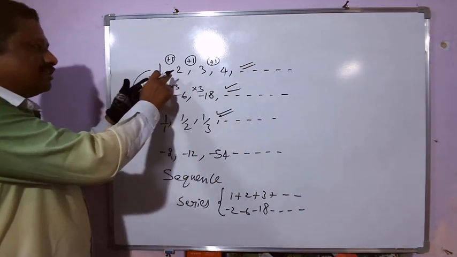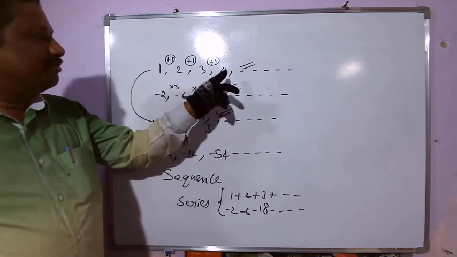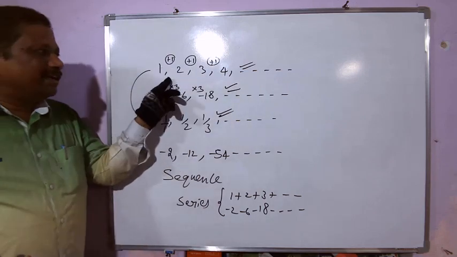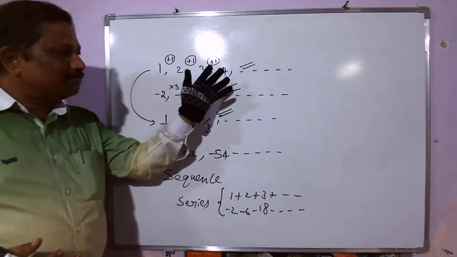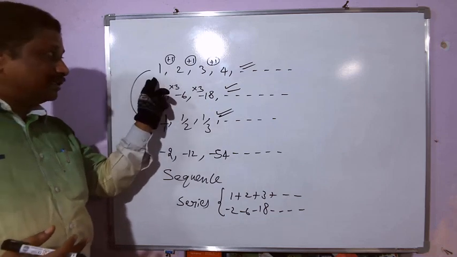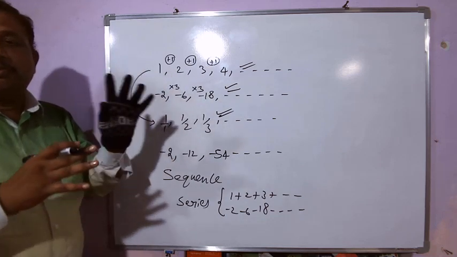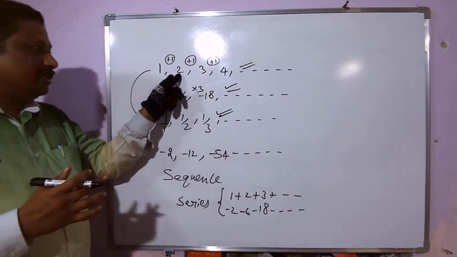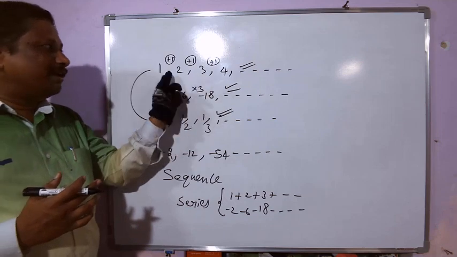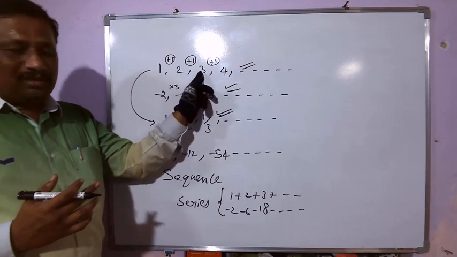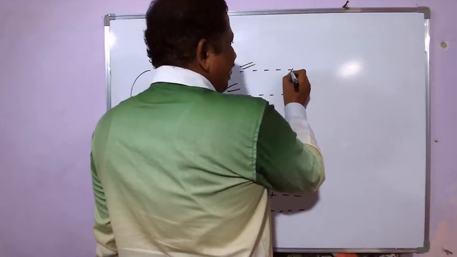So in these numbers, all numbers except the first term are obtained by adding a constant term to the previous term. We don't know how we got the first term. This term is obtained by adding the constant term, that is 1. This term is obtained by adding the constant term 3. Here also. Okay. This kind of arrangement is called an arithmetic progression.